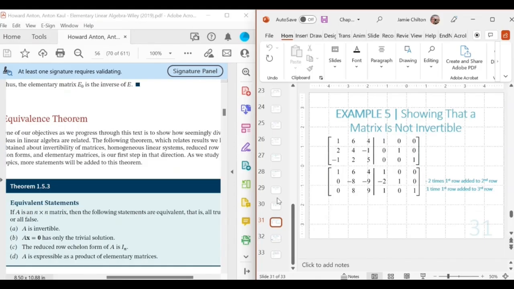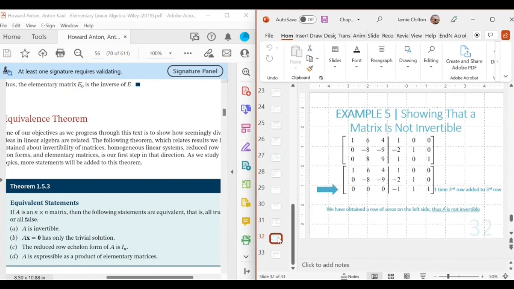Now, that means a row of zeros on the left here. Okay, so that is that one. So we get to that, and all right, we got all the way down there. We got that row of zeros.